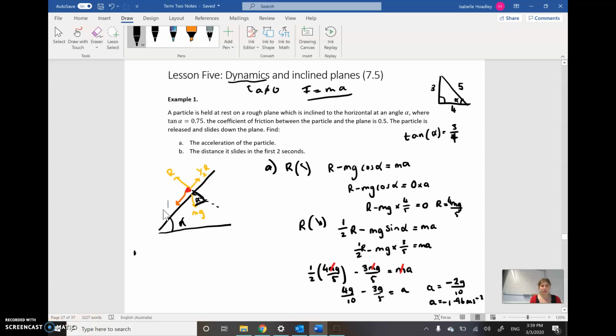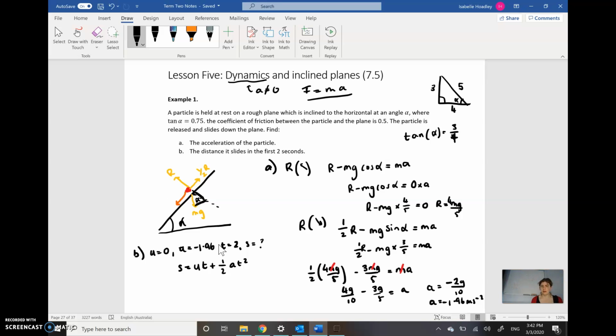From there, for part B, I want to find the distance it slides in the first 2 seconds. So I'm going to use one of my SUVAT equations. I know u equals 0. I know a equals negative 1.96. I know that t equals 2, and I'm trying to find my distance, so I'm going to leave that as s. I'm going to use the distance equation: s equals ut plus a half at squared, and that's going to be fine for solving for that.